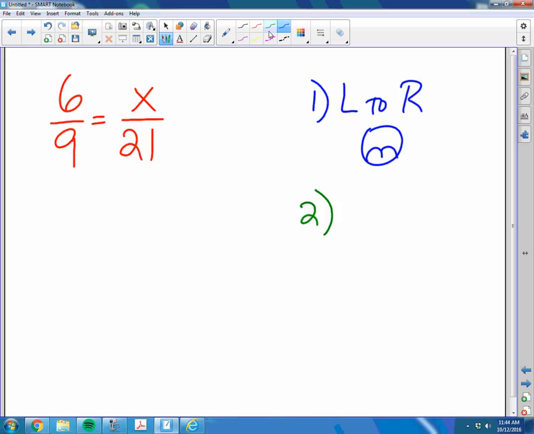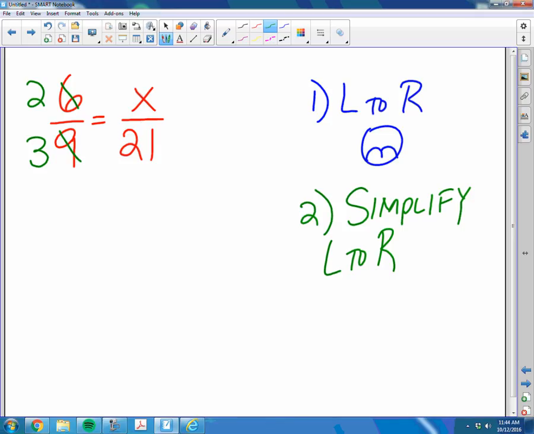Now I know that some of you may see the scale factor, but if you don't instantly see the scale factor, if you don't see an easy way to get from 9 to 21 using multiplication, then you have another option, which is our second option. You can simplify your given ratio and then look left to right. 6/9 simplifies to what? 2/3.